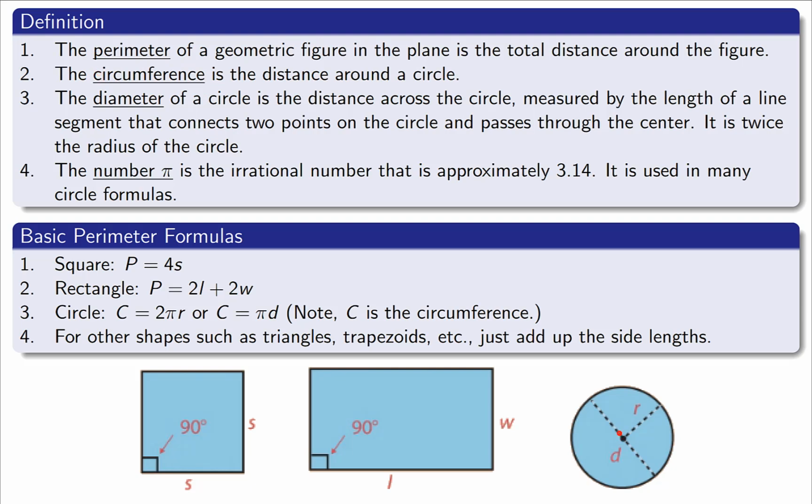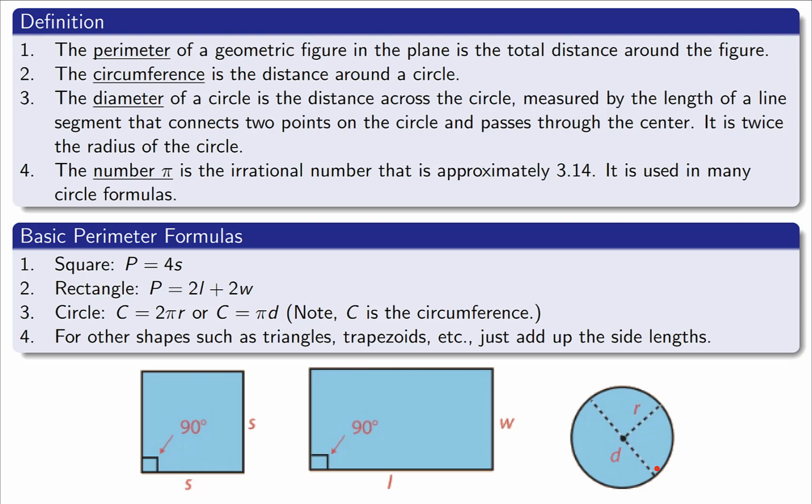Remember, a circle has a center point, and the points of the circle have a fixed distance called the radius from that center point. So this distance r is the distance from the center to the outside of the circle that stays the same. The diameter of the circle is a line segment that passes through the center and both sides of the circle. It's actually exactly twice as long as the radius. And then the number pi.